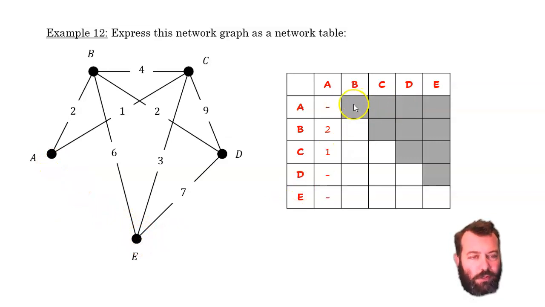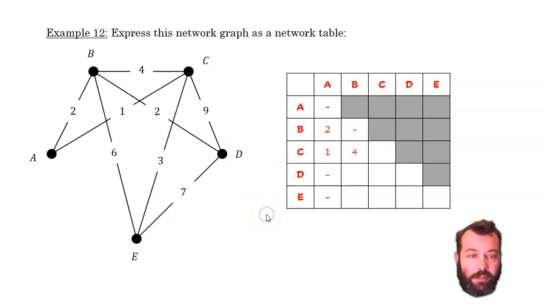There's no edge between A and E, so there's a dash. I've also just jumped in here now and shaded out those repeated cells, because this cell here represents B to A, and we've already looked at A to B, and for the time being they mean the same thing. So I don't need to put those in twice. I've grayed them out. There's no loop at B, so I'll put a dash in there.